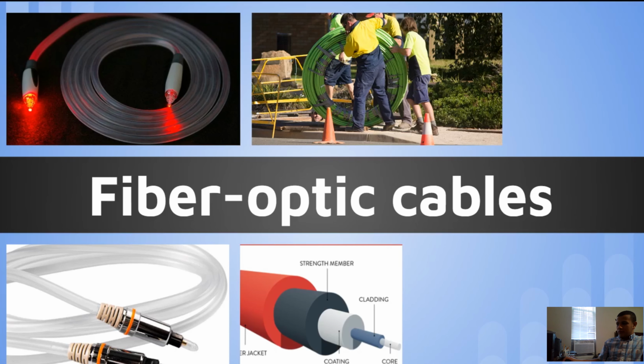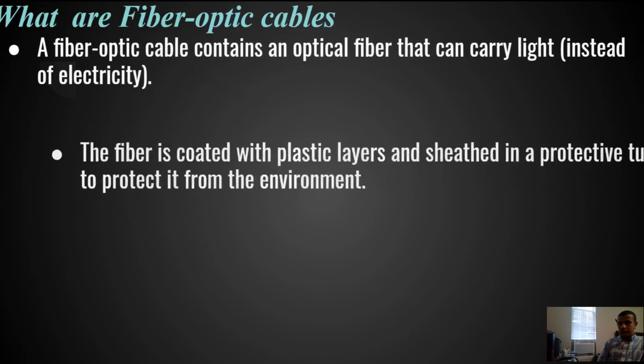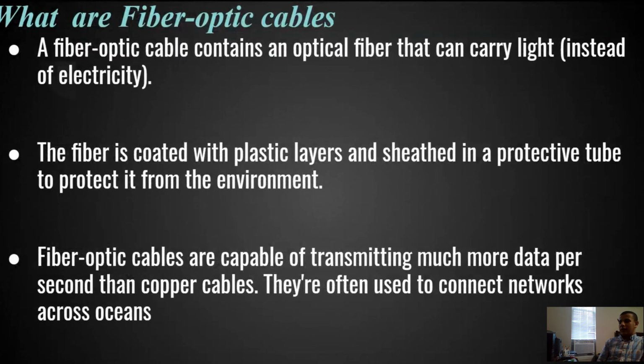And then there's some ways we can break down fiber optic cables. So, fiber optic cables contain an optical fiber that carries light instead of electricity. So light. Now, the speed of light is really fast. So these are much, much faster and can carry way more data than typical copper cables, right? The fiber is coated with layers of plastic, shrouded in a protective tube to protect it from the environment.